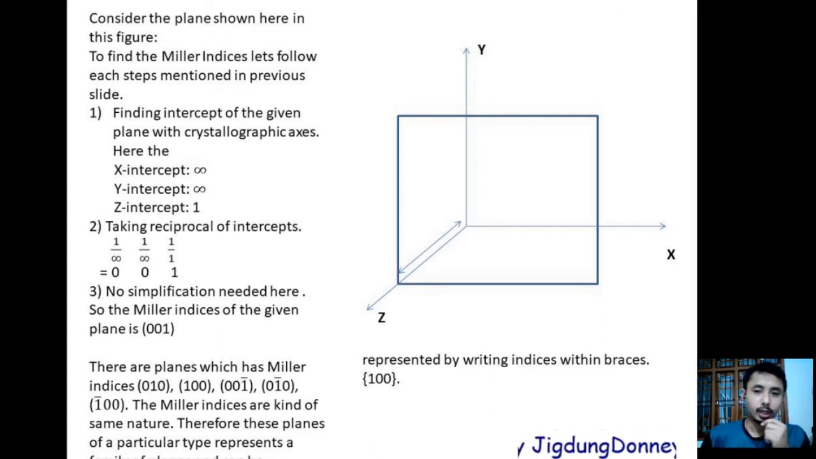Now if you take a cube, then all six faces will have similar kinds of indices, like 0 1 0, 2 0 and so on, with 1 or minus 1. This represents the same kind of planes. This group of planes is represented by a family of planes, and the family of planes is represented by enclosing the Miller indices within curly brackets. Normally, to represent all the faces of the cube, we write 1 0 0 within the curly brackets. So let's go to the next slide.